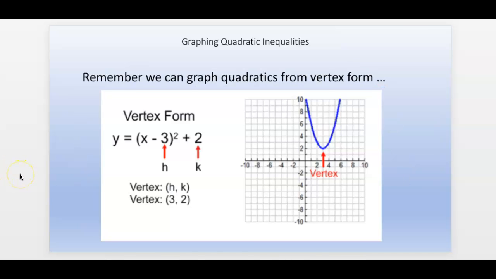Also remember, we can graph quadratics in a couple of forms. Vertex form is relatively simple because you can see the h, k right here. Again, it's the opposite. The h is 3 here, not negative 3. And the k is positive 2. So the vertex is at 3, 2, right here.